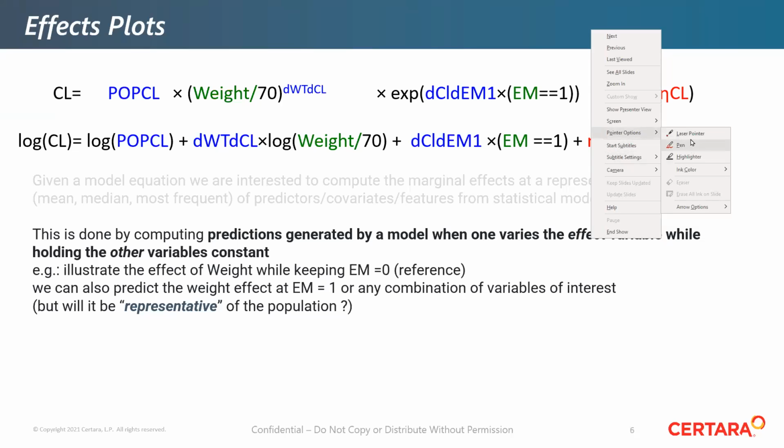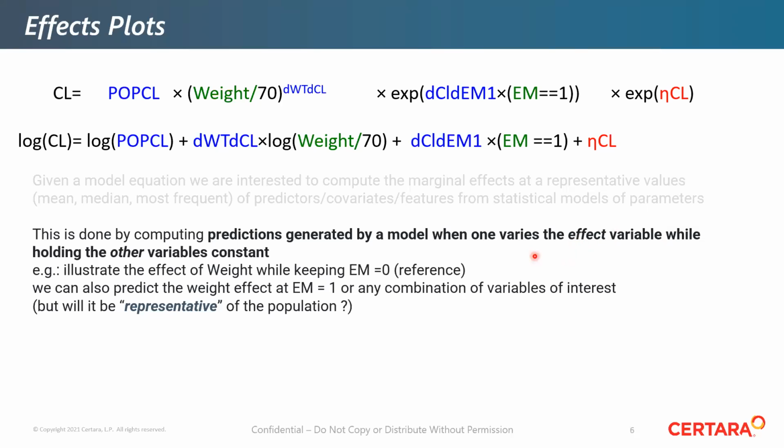So say I want to study the effect of body weight. I vary it, I may choose body weight equal to 50 kilos, 60, 70, 80. So I want to see what the impact of body weight is on clearance or on AUC. But in my equation, I need to plug in values for my other covariates. So typically we hold the other variables constant by using the reference value.